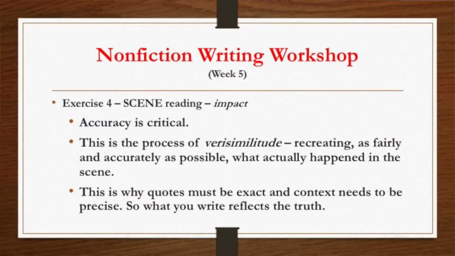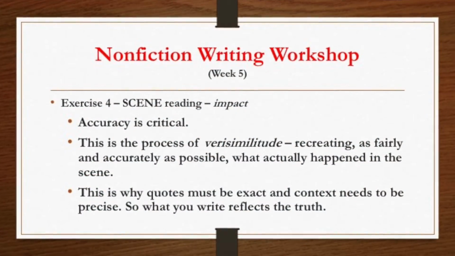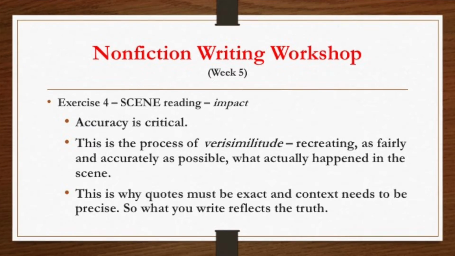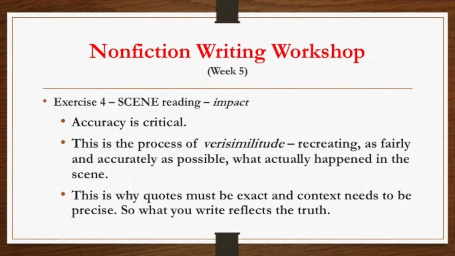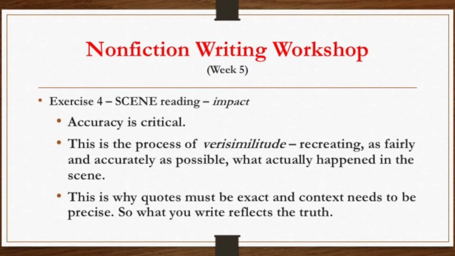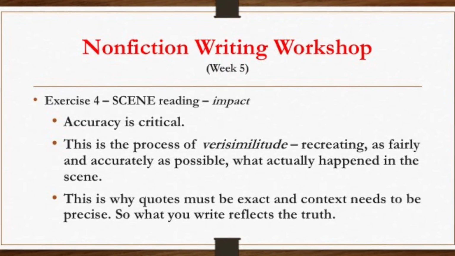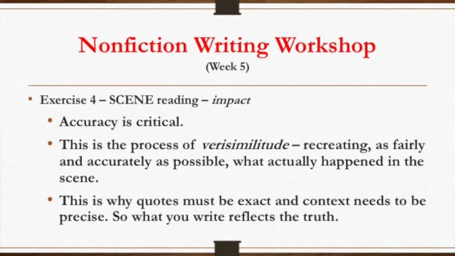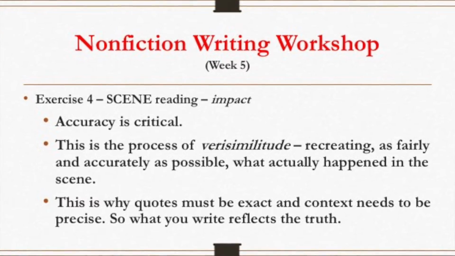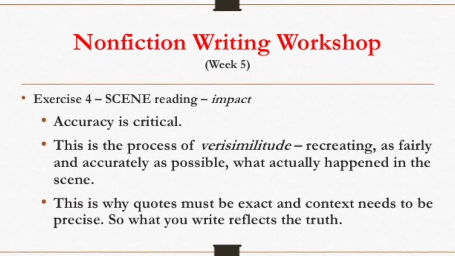So what's important in this? Well, of course, accuracy is critical. To make this work, you have to capture actually what happened and actually what is said. And the process is, on the page, it's verisimilitude. It's recreating as fairly and accurately as possible what actually happened in the scene. This is why quotes must be exact and context needs to be precise. And then what you write will truly reflect the truth of what was going on.